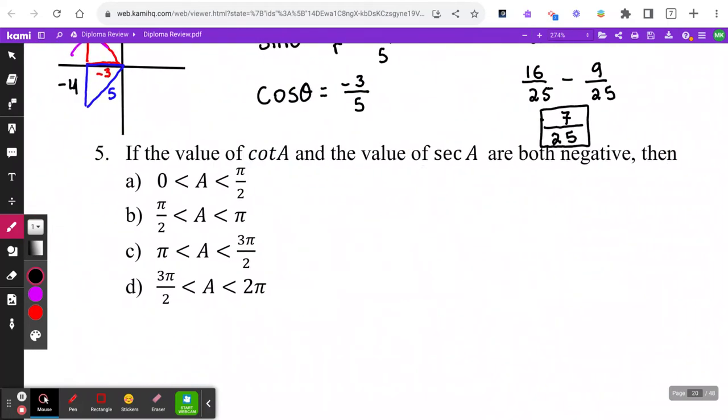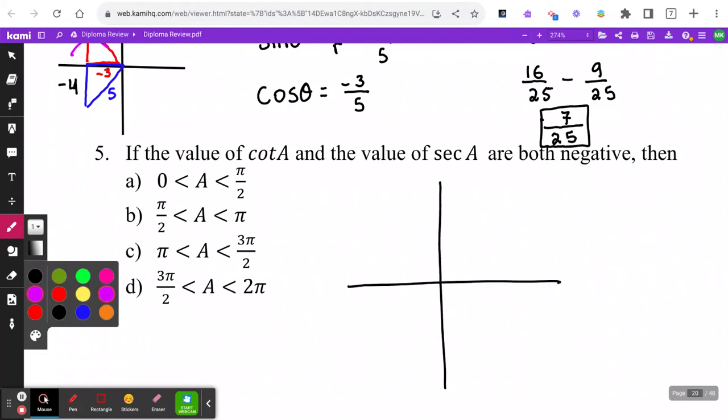Okay, number 5. If the value of cotangent A and the value of secant A are both negative, then let's sketch it. Cotangent is 1 over tangent. Tangent's y over x, so you could flip it. Cotangent is x over y. If cotangent is negative, it's here or here. It means you have one positive, one negative. And that's the only way cotangent is negative.